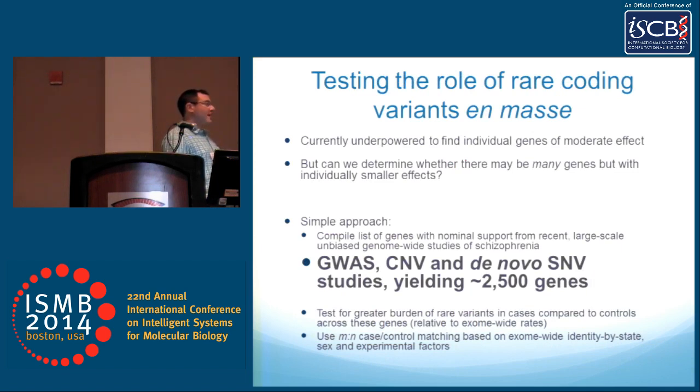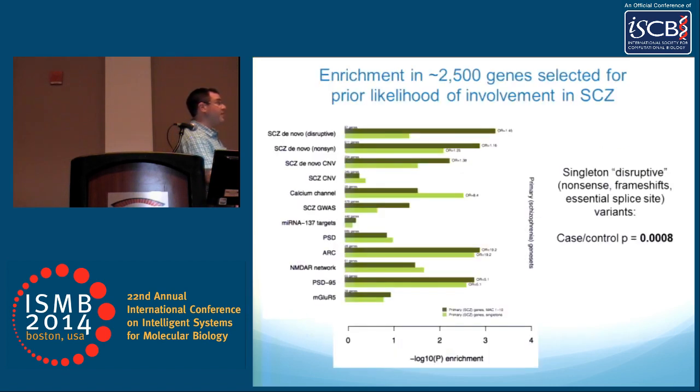We collated that list from prior studies that were whole genome studies looking at genome-wide association, copy number variation, and including the de novo study that I mentioned previously. We ended up with around 2,500 genes. That's around 10% of the 20,000 genes. And we asked, is there overall enrichment in that set? And the answer was yes, there is overall enrichment.